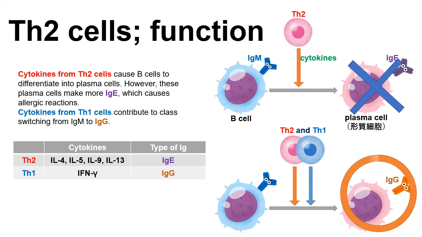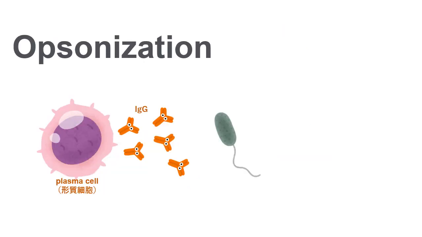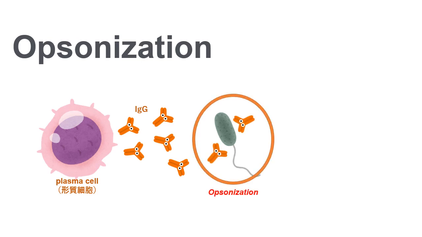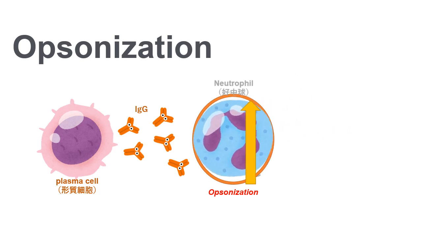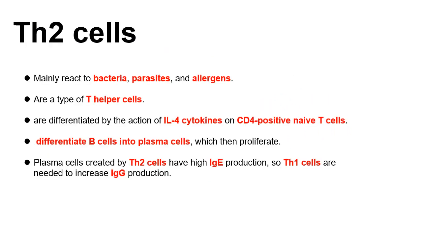In summary, the differentiation of B cells into IgG-producing plasma cells requires cytokines from both Th1 and Th2 cells. In this way, plasma cells differentiated from B cells opsonize bacteria with IgG, and phagocytosis by neutrophils proceeds. This is the summary of Th2 cells.